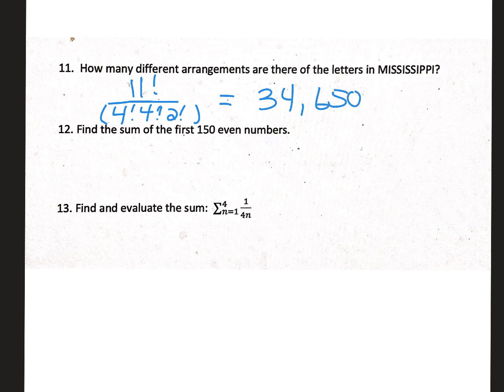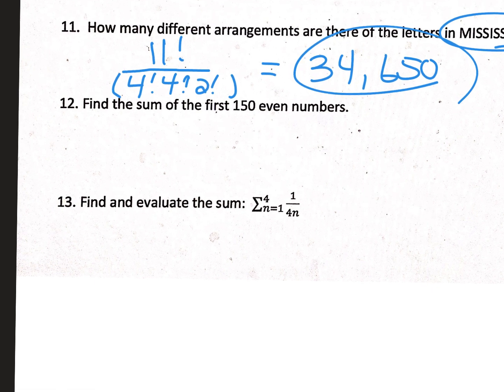34,650 different ways to write the word Mississippi. And that's even considering the fact that all those letters repeat, that's insane. Maybe we should have a homework assignment and be like, tomorrow, come in with all 34,000 ways you can write the word Mississippi, just rearranging the letters. That would be awesome.